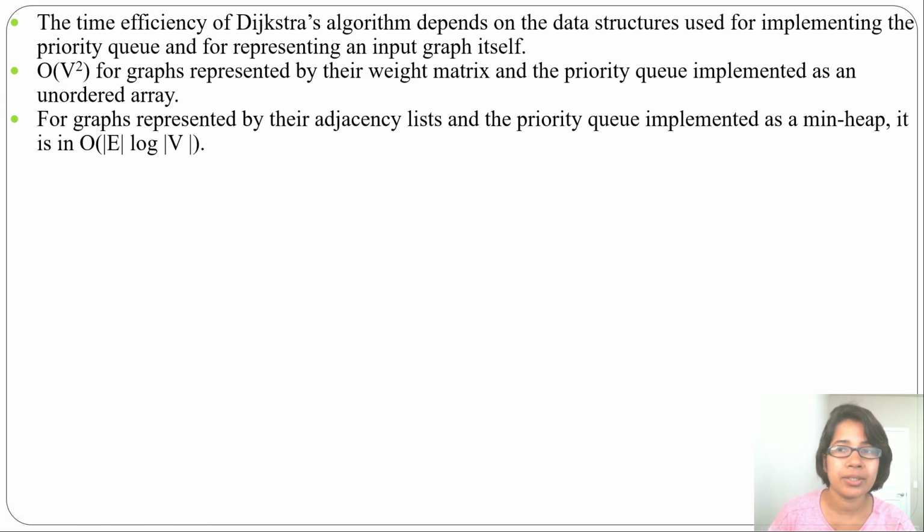So running time depends on how the graph is represented and how the priority queue is maintained. If it is an array, then order of V square. If it is a min heap, then order of number of edges log number of vertices.